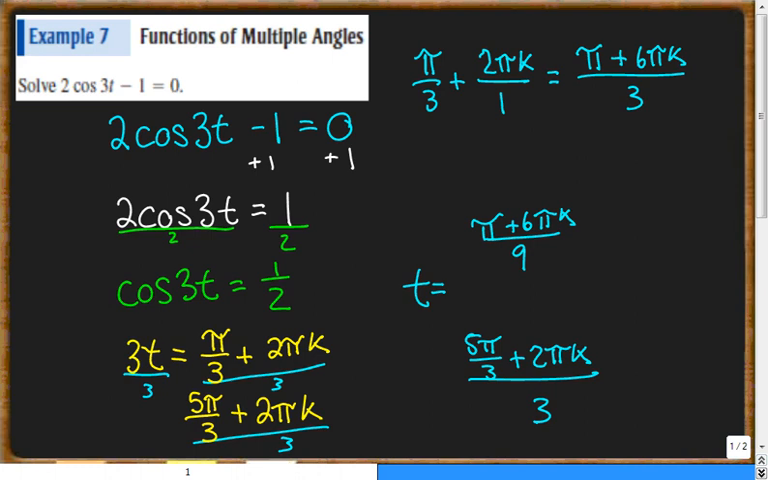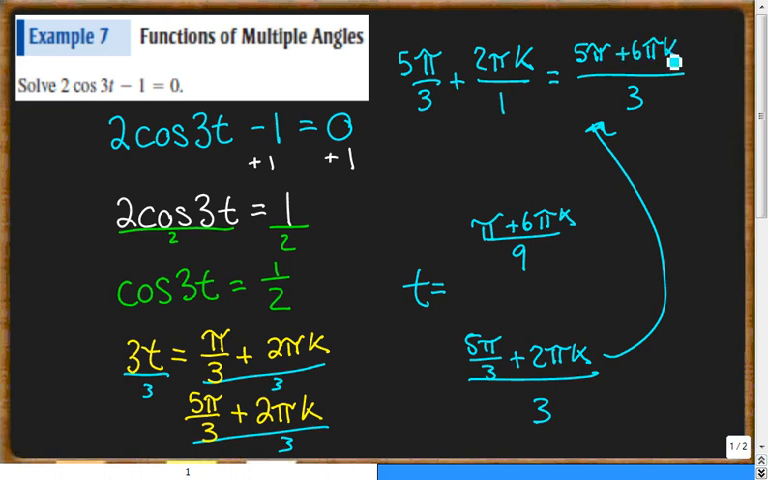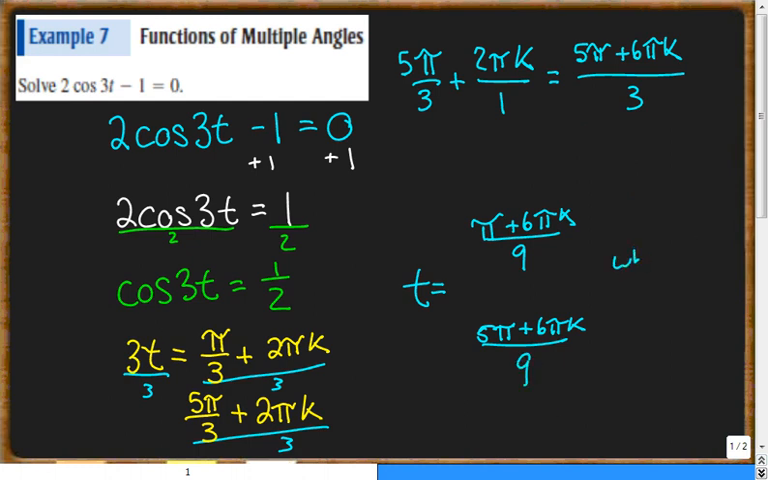And we're going to do a similar operation for this. And so for this one, we're going to get 5 pi plus 6 pi k over 3. And so I'm going to change this answer. So this is 5 pi plus 6 pi k over 3. And when we divide these out, you're going to get this over 9 as well. And so we need to also say where k is an integer.